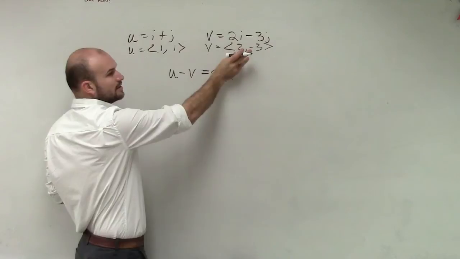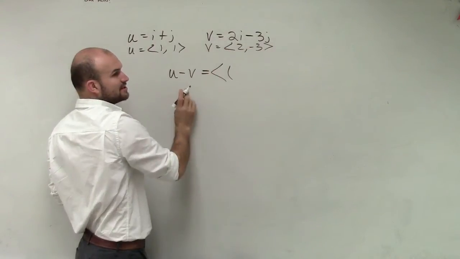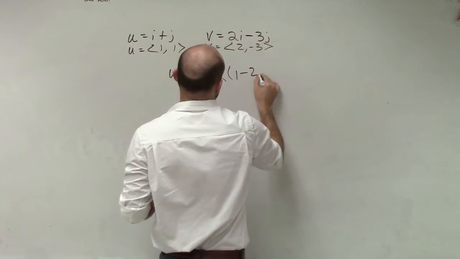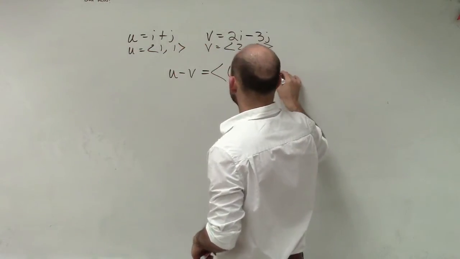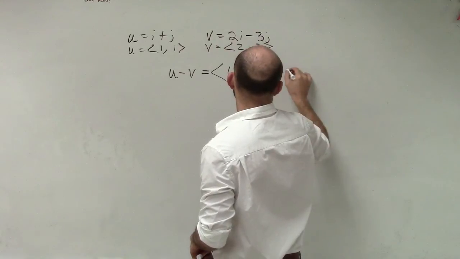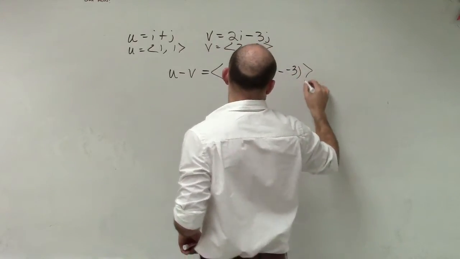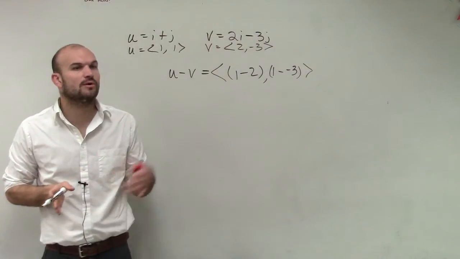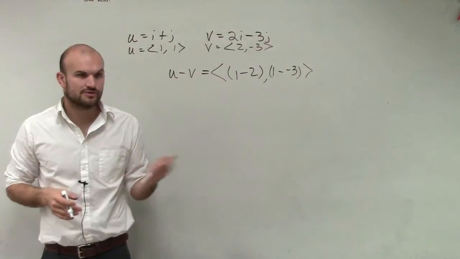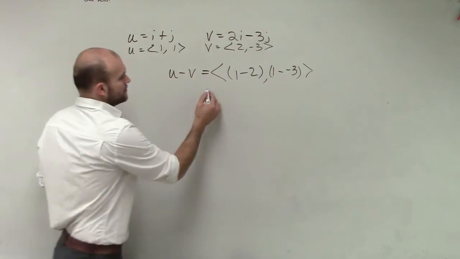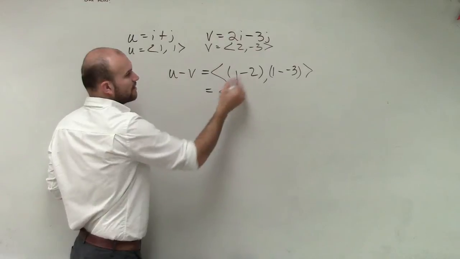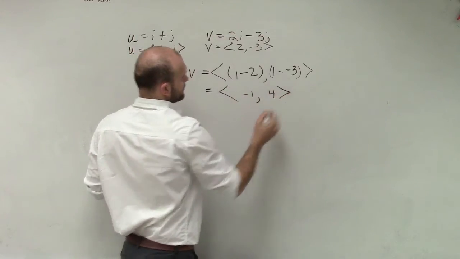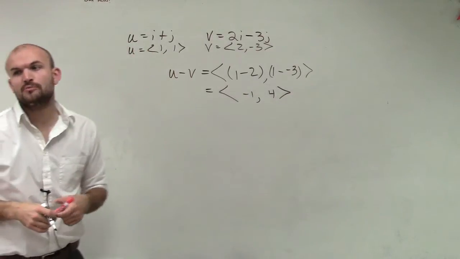your u1 minus your v1, and then your u2 minus your v2. So I do 1 minus 2, comma, 1 minus a negative 3. Remember, subtraction is u1 minus v1, and then u2 minus v2. So in this format, what we'll have is 1 minus 2 is going to be negative 1, comma, 4. Okay, that's going to be u minus v in our component form.